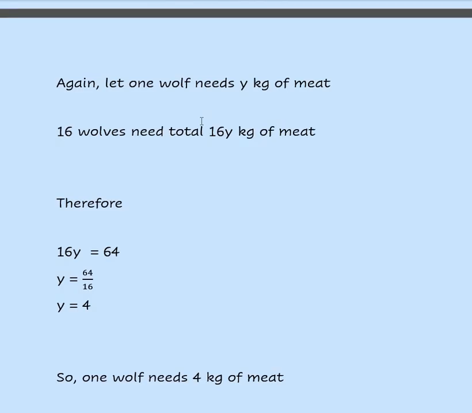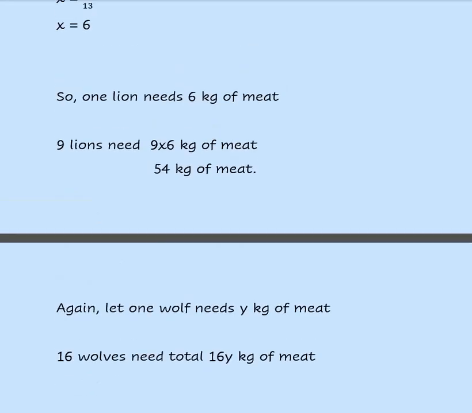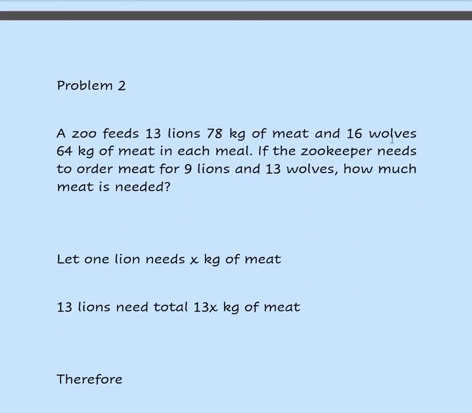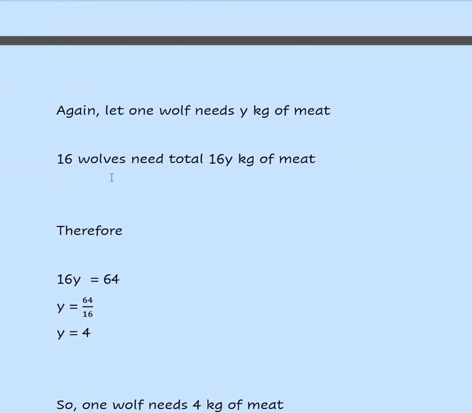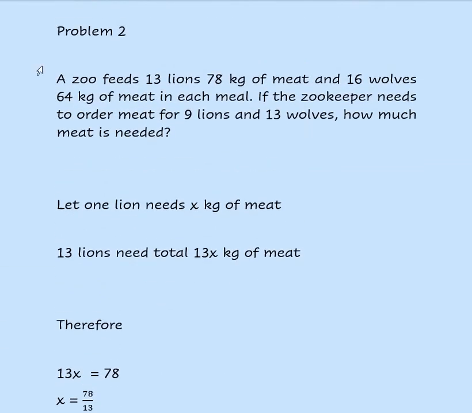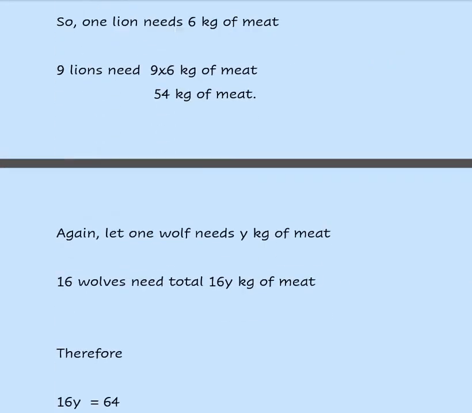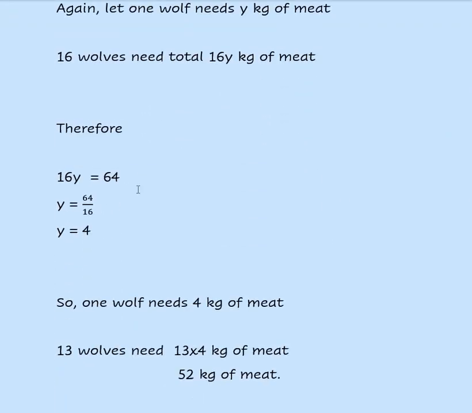Again, let one wolf need Y kg of meat, but there are 16 wolves in the question. So 16 wolves need a total of 16Y kg of meat, but this 16Y equals the amount which is 64 kg according to the question. So we get 16Y equals 64, or Y equals 64 divided by 16, or Y equals 4.